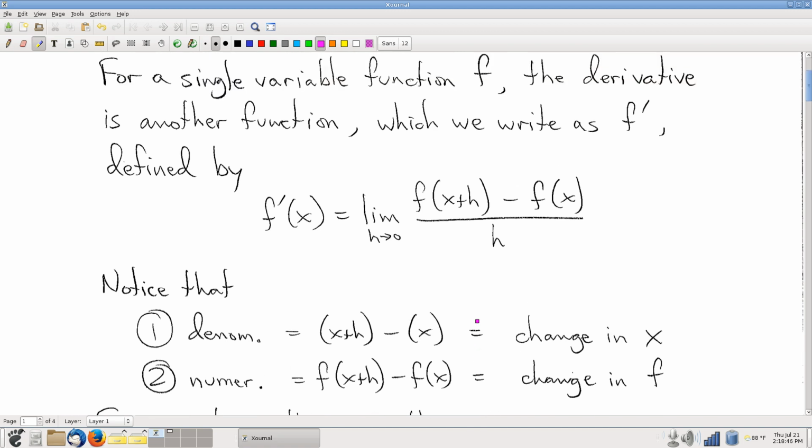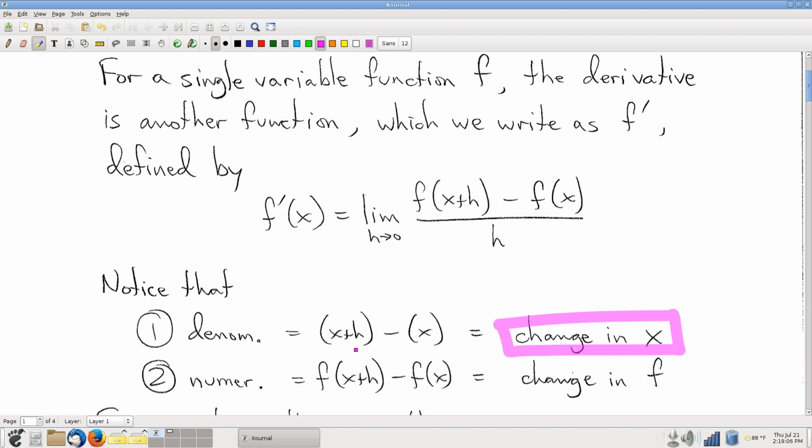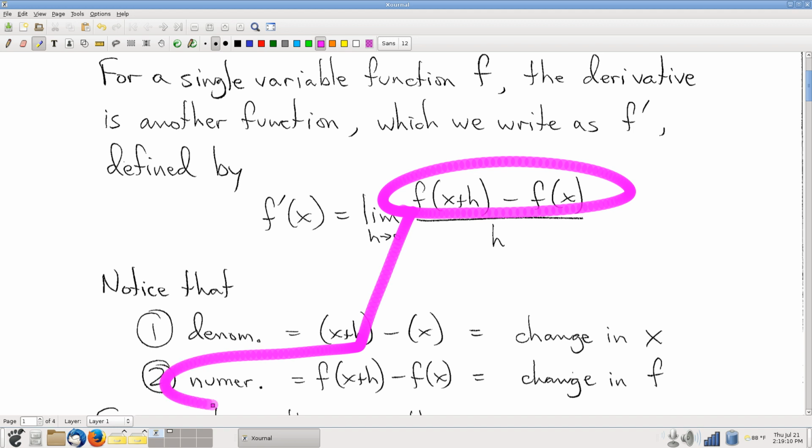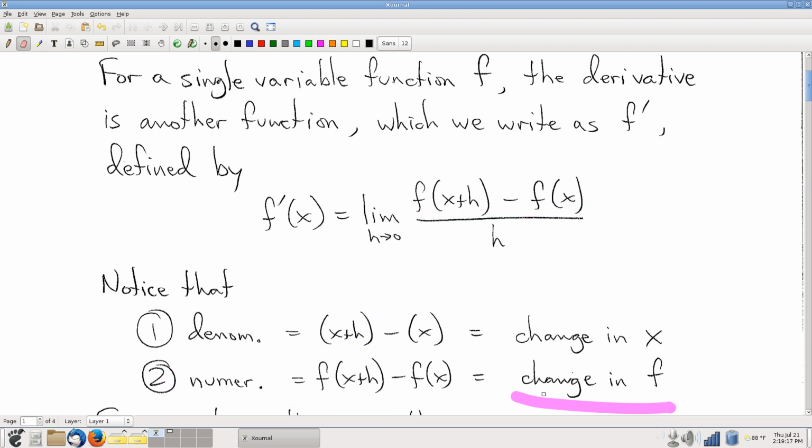You'll notice that we're looking at the values of the function at x and at a nearby point x plus h. Notice that the denominator is the difference of those two x values, and so we think of the denominator as being how much x is changing, how much the input to this function f is changing. On the other hand, of course, you'll notice that the numerator is how much the output of the function is changing, so how much f is changing itself.